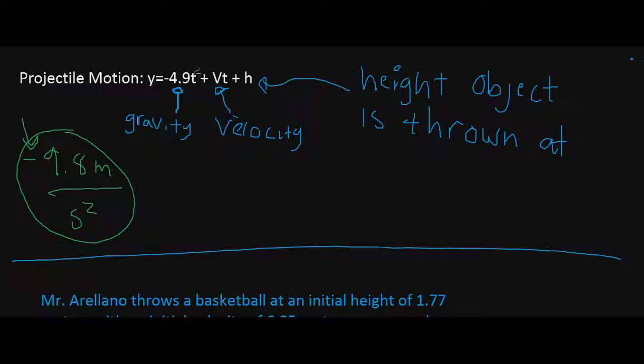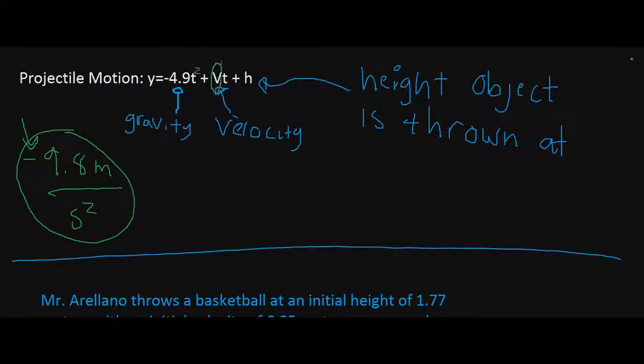When we're dealing with an equation like this projectile motion scenario, because we have this t squared, that's going to be half of 9.8. That's why we get the negative 4.9 here. So in this equation, that negative 4.9 comes from gravity.